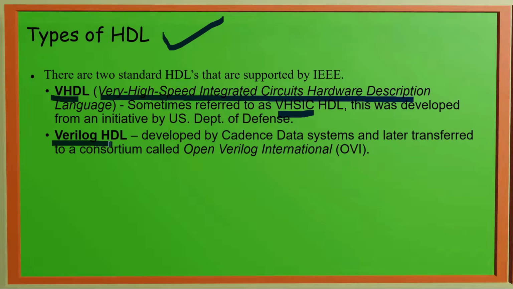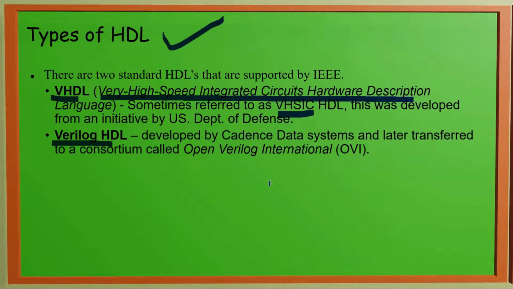Then next one is Verilog HDL. It was developed by Cadence. Actually, they also bought it from some earlier version in around the 80s. Someone had prepared some software called Hilo, and from that they got an idea and they prepared Verilog.